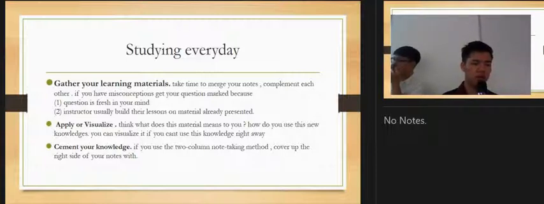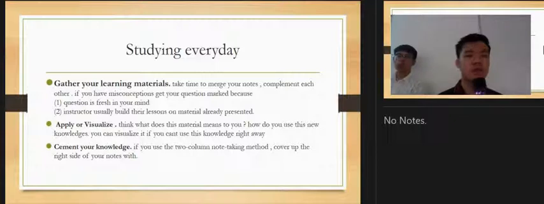There are two reasons for this. First, the question is fresh in your mind, so you won't forget it. And the second is that instructors usually build their lessons on material already presented.